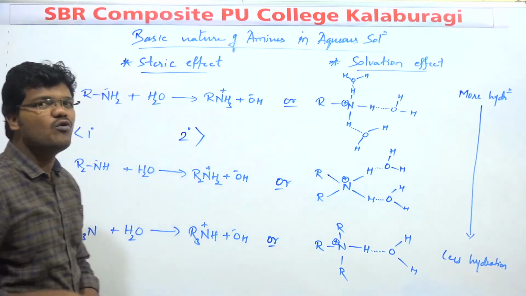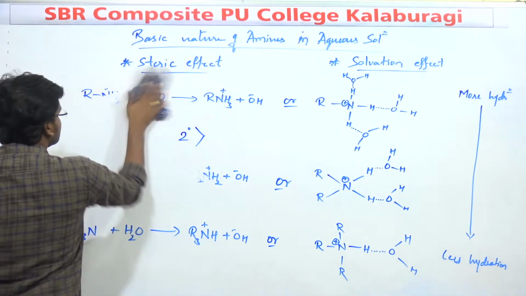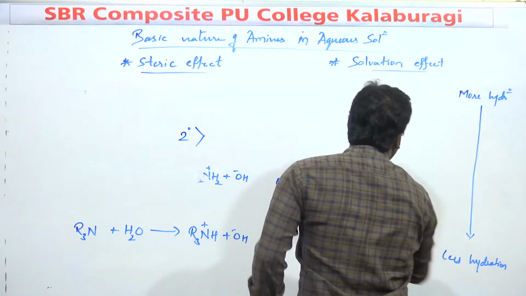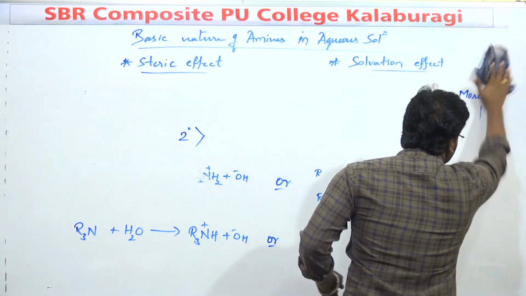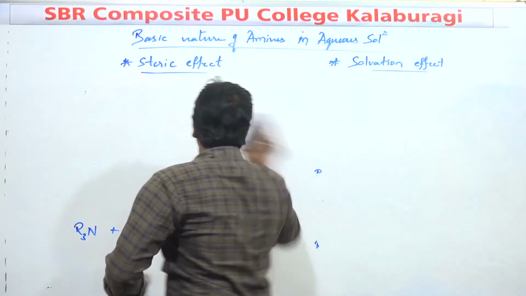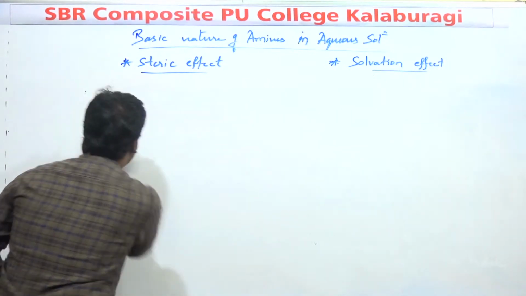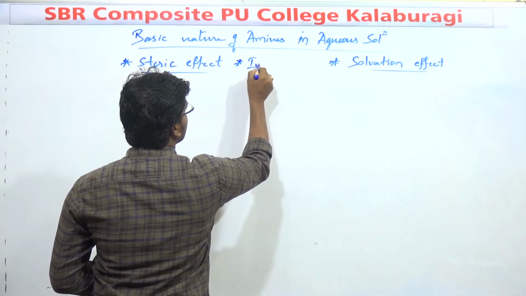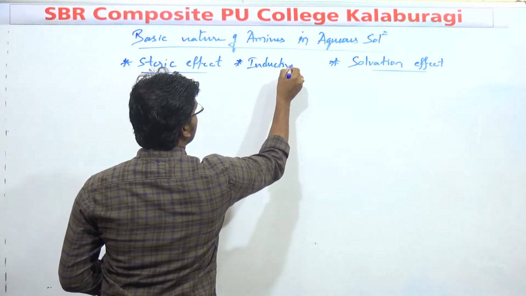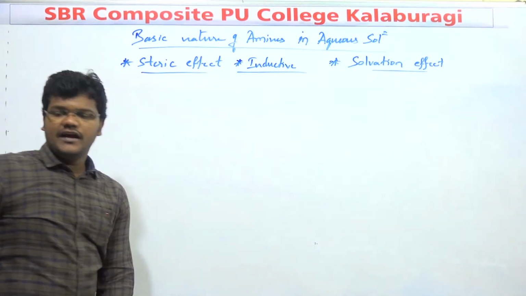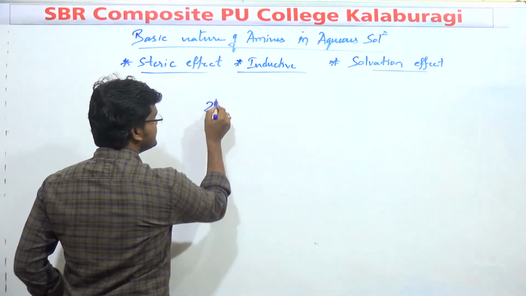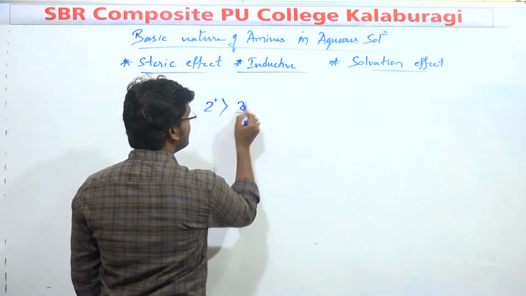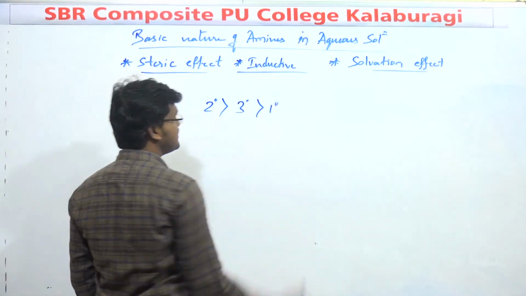Secondary will be more basic. So as a combined effect of the steric factor, solvation effect and inductive effect, everything we are supposed to look after, at last we get that secondary amines are more basic in nature, followed by tertiary, and followed by primary.